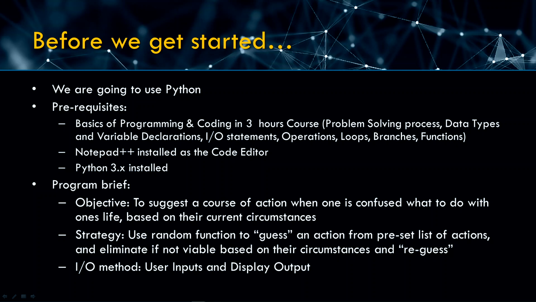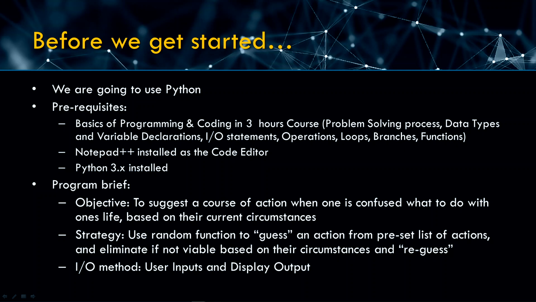So the strategy we will use, and this is not the only strategy, you can have different strategies, but this is the simplest strategy that I thought of in the first instance. So we'll use a random function to guess an action, a bit like tossing a coin, which is a fun thing to do anyway. We'll use the random function to guess an action from a predefined list of actions. So we're going to pre-code, or hard code, a possible list of actions.